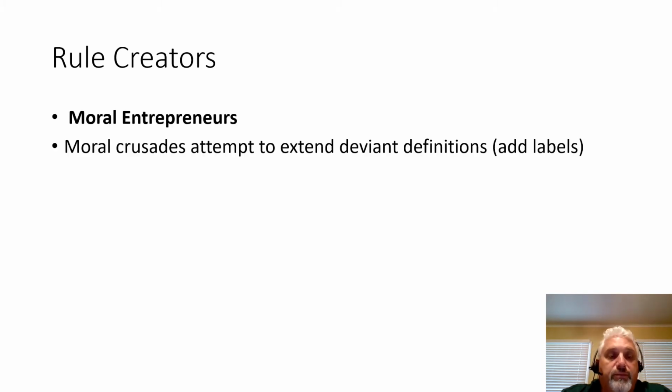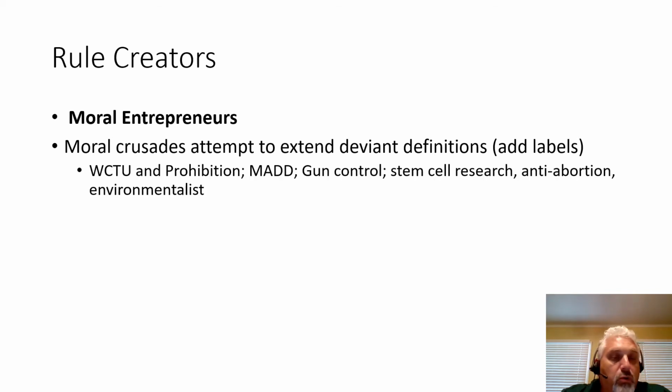Moral entrepreneurs are those who crusade and attempt to extend deviant definitions. So one of the biggest moral crusades in the United States ever launched successfully was the Women's Christian Temperance Union, who were able to get prohibition signed into law in 1920, and outlawed alcohol for 12 years until 1932, when President Roosevelt, upon his election, decided, I really need to tax the bottles that alcohol are in, so we're going to repeal prohibition, and he did.